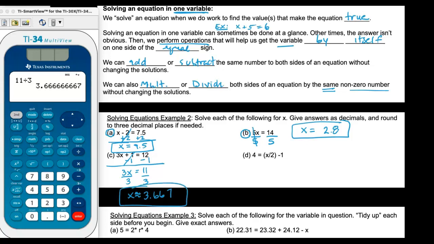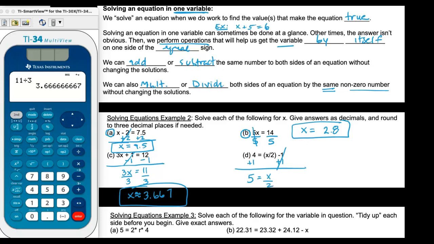And then for D, I have x divided by 2 minus 1. So just like in C, I'm going to get rid of the adding and subtracting first. So I'm going to add 1, which is the opposite of subtracting 1. Minus 1 plus 1 equals 0. So those cancel out. 4 plus 1 is 5. And then I still have x divided by 2 on the right-hand side.